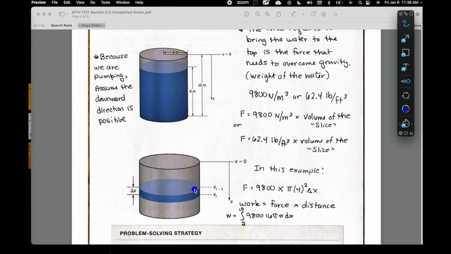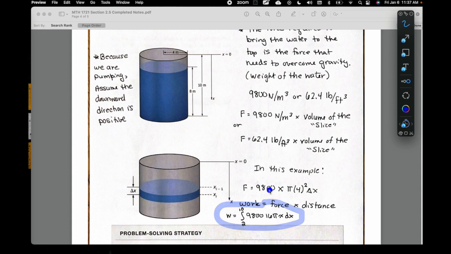this slice here, that's going to be work is equal to 9,800 times pi 4 squared, which is 16, times my delta x, and then times x, which is the distance that it's going to move. So that's going to give me the work for each individual slice. Now, when I partition this into smaller and smaller slices and I add it up over that interval, then that's where I'm going to integrate.